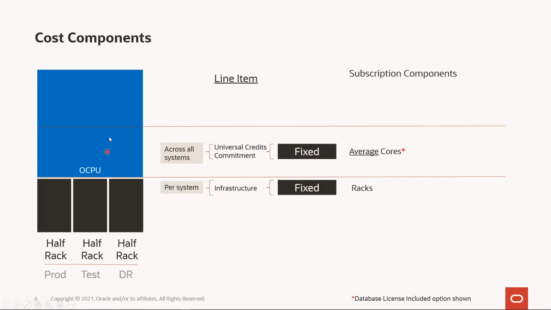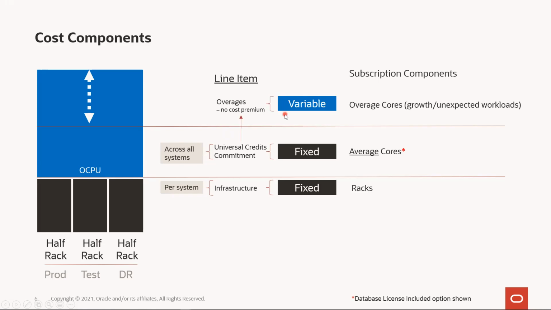Now, as you can see here, most customers don't necessarily need all the compute capacity at some point of time, and there's always some amount of headroom available to customers. That headroom can be leveraged for growth or unexpected workloads. The other item here is that for the overages, there's no cost premium. It's basically the same rate as whatever has been provided here in universal credits.